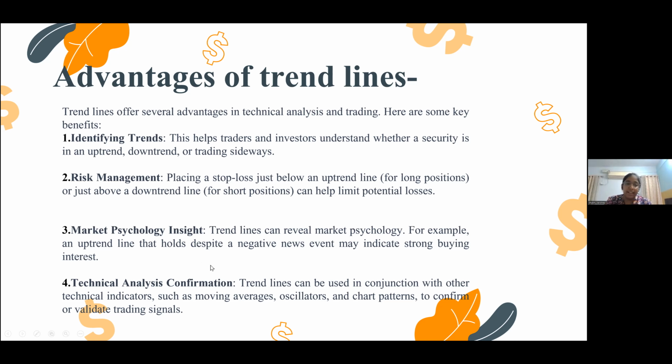The last advantage is technical analysis confirmation. To perform technical analysis, there are various parameters. One of them is trend lines. When trend lines are used in addition with other technical indicators such as moving averages and chart patterns, these can confirm or validate trading signals and can lead to maximum possible profit for a trader.